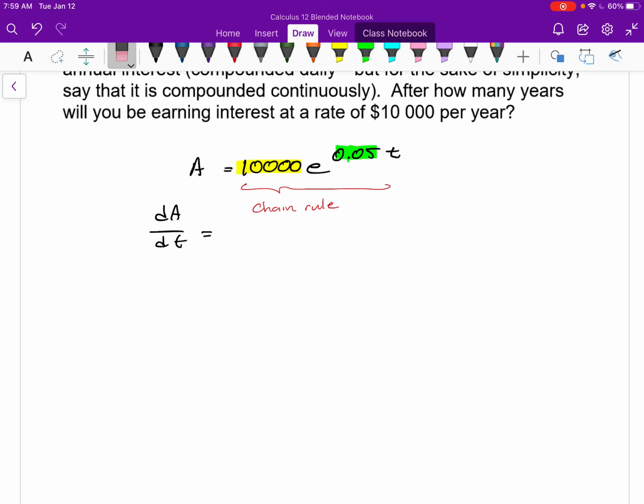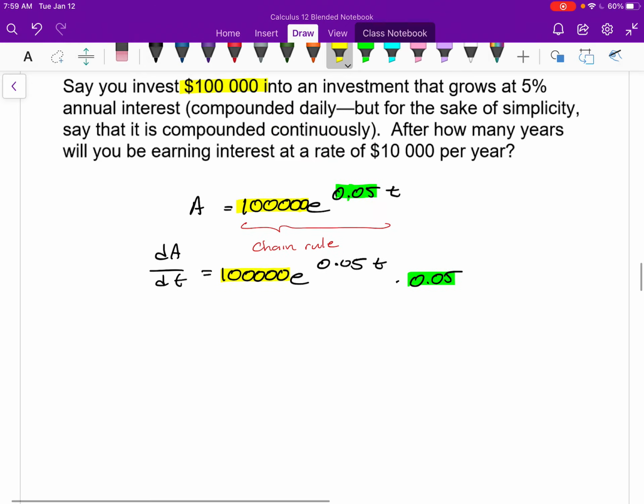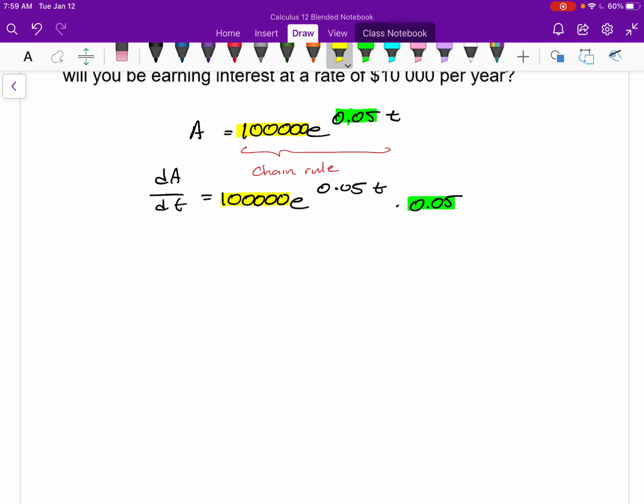If I differentiate this using the chain rule, first I want to go 100,000 times e to the 0.05t. That's the derivative of the outside function times the derivative of the inside function, which is 0.05. And now, 0.05 times 10,000, or times 100,000. Oh, so many screw-ups. Take 3. So 100,000 was the initial amount, right? Yeah. So take 100,000 and times by 0.05. That's where I got that 5,000 from. Times e to the 0.05t. Okay, took me a few screw-ups, but such is life.